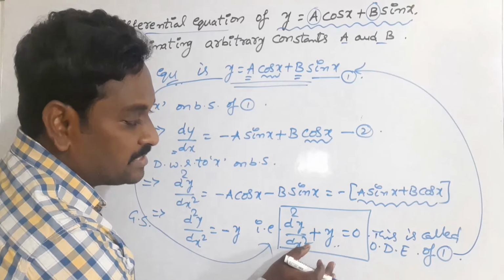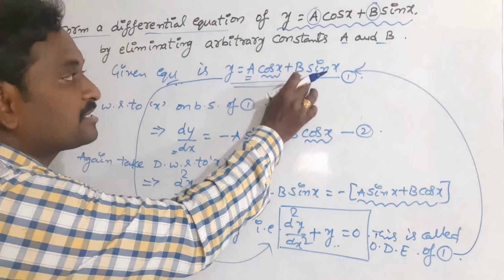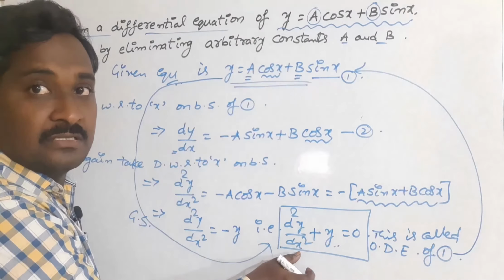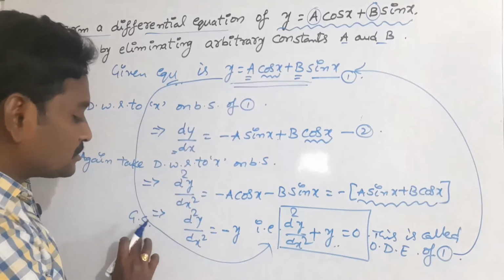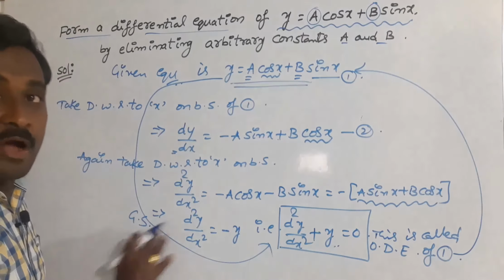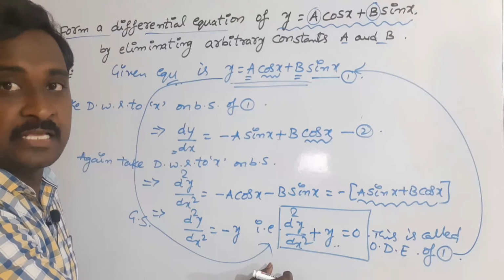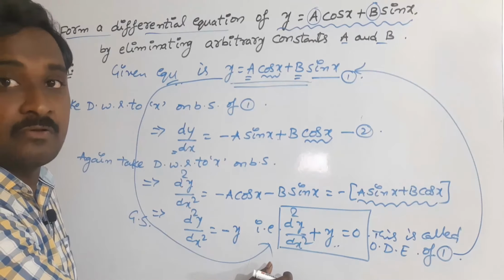This final step is the differential equation of the given equation. That's why the given relation should satisfy this equation. That's why this is called the general solution, otherwise the primitive of the given equation. Don't forget it. Very important point. I will give another example on formation of a differential equation in the next video.